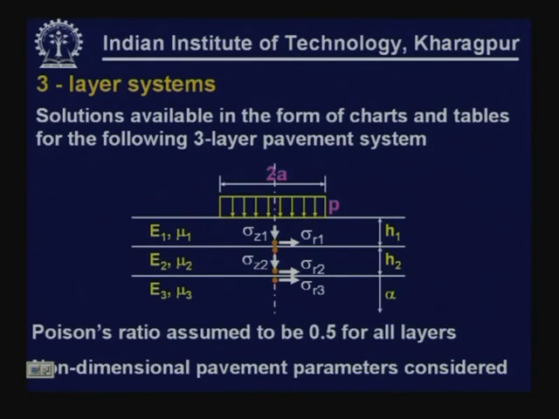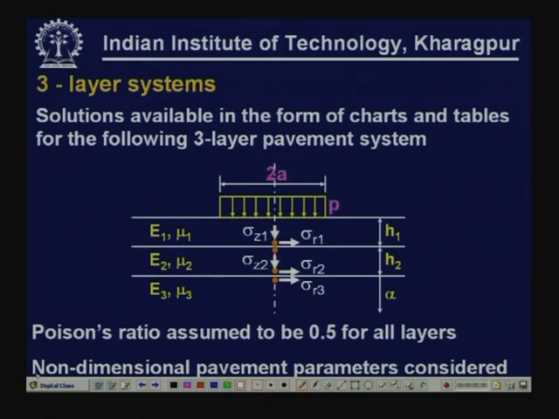Coming to three layer system, this being more complex, there are limited parameters that can be determined using various charts and tables that are available. Here the Poisson ratio value is assumed to be 0.5 for all the layers, and basically these are the parameters we can determine. Stresses at this location, this is at the interface in the first layer, stresses at the second interface in both layers. This system is characterized by thicknesses H1 and H2 and the elastic properties for all the three layers and the circular contact area applied at the surface.